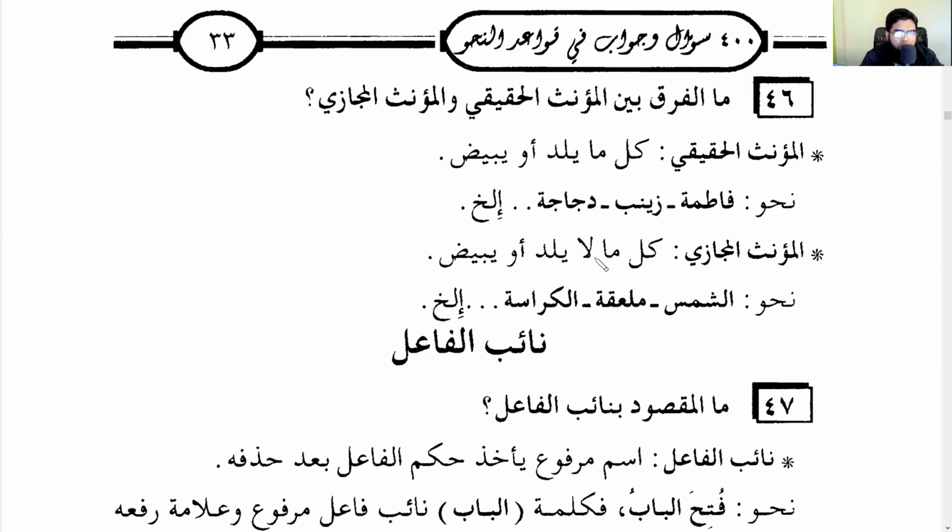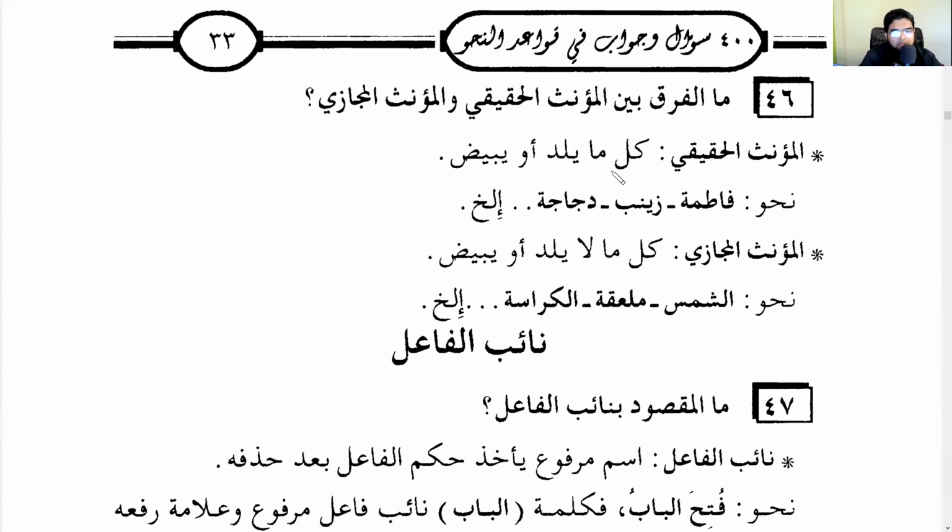And muannath majazi is kullu ma la yalidu wa la yabidu, which does not give birth or lay eggs. For example, shams, sun, milaka. This also is a definition. Some people say there's no actual masculine for that, but this is the simplest. It's not born and no eggs.